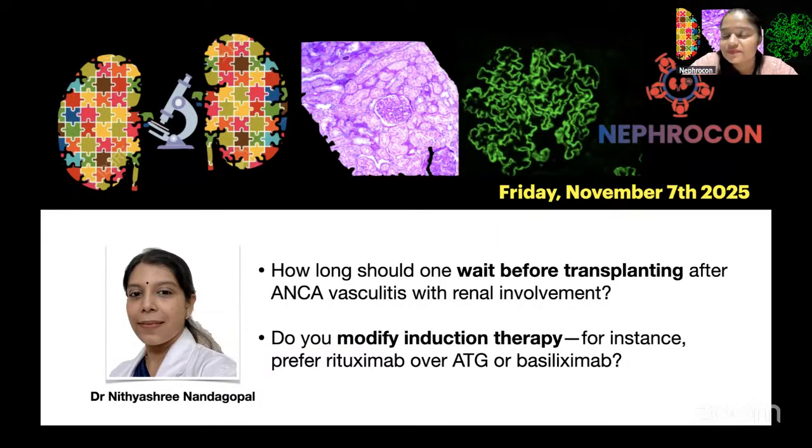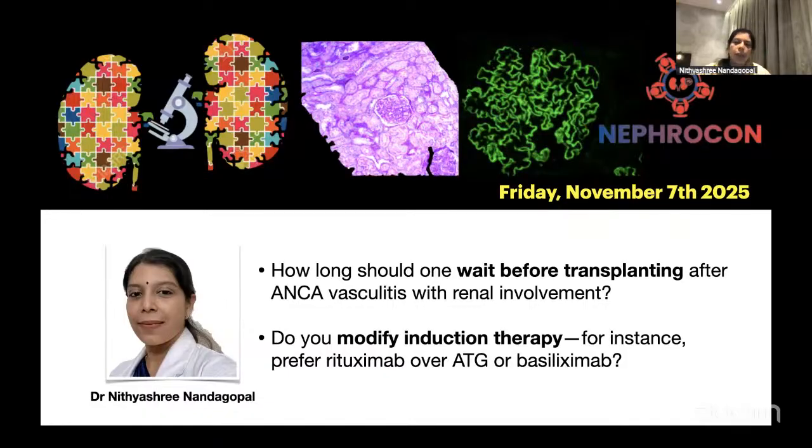No, because we waited enough. In terms of ANCA vasculitis, you waited enough for the disease activity to die down. You're waiting for a period of at least 1 year with clinical quiescence. And the ANCA titers don't really predict any recurrence in the allograft.